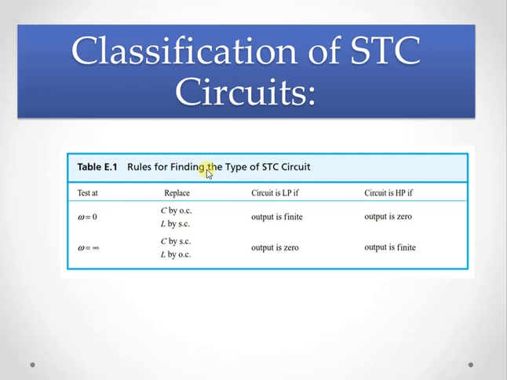So whichever way we try to accomplish, we are going to test the circuit for two cases, that is at omega equal to 0 or at omega equal to infinity. Why these two cases? Mainly because at omega equal to 0, if you are going to use a capacitor, it should be replaced by an open circuit, and if you are going to make use of an inductor, it has to be replaced by a short circuit.